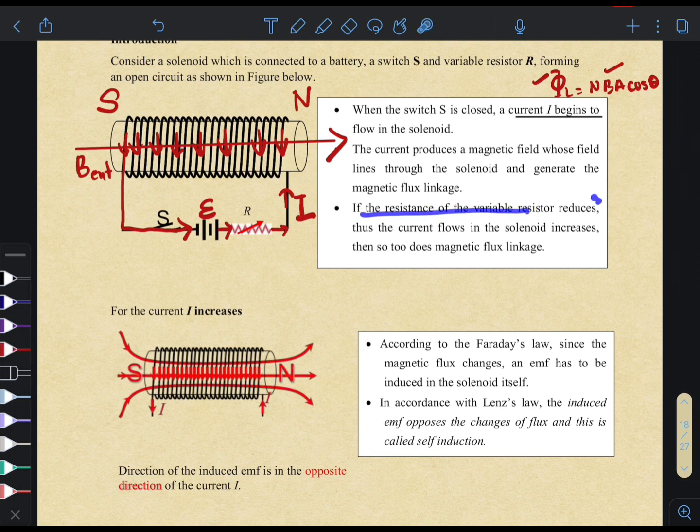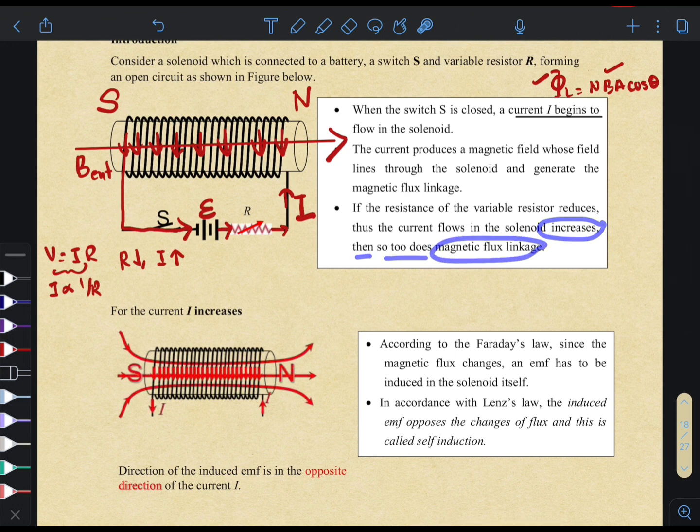If the resistance of the variable resistance reduce, okay, let's say kita kurang nilai resistance ini, thus the current flow in the solenoid akan increase. Okay, how does decreasing the resistance increase the current in the solenoid? Kita guna Ohm's law dekat sini. According to this equation, I is inversely proportional to the resistance. So when you decrease the R, berkurang, I akan increase. So at this particular point, when the I increases, then so too does the magnetic flux linkage. Macam mana does increasing the current in the solenoid lead to increase in the flux linkage?